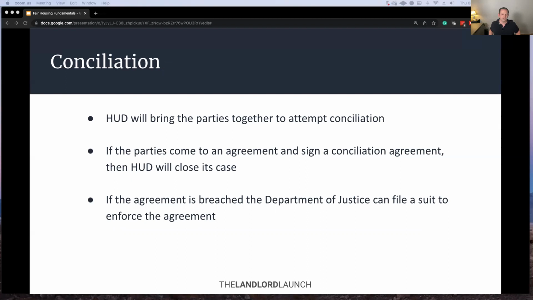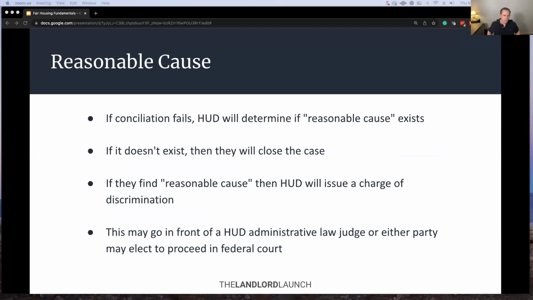But if either party breaks the terms of that conciliation agreement, then they can recommend the Department of Justice file a lawsuit to enforce that agreement, or go back down the route of pursuing the charge of discrimination. So if that conciliation fails and there is a determination that reasonable cause does exist, then they will move forward with that charge of discrimination.